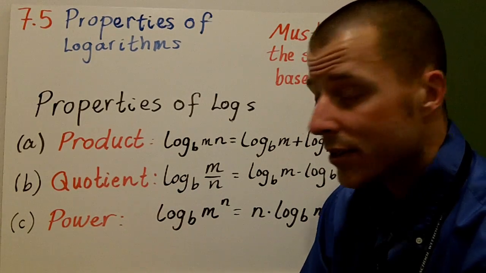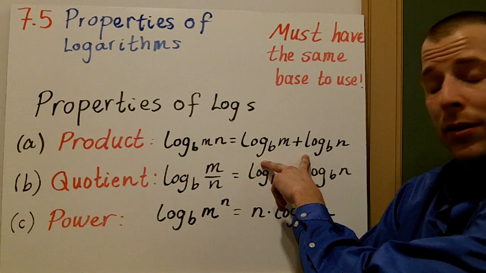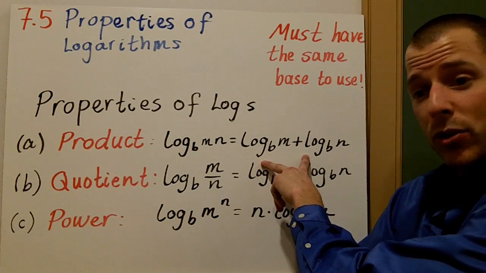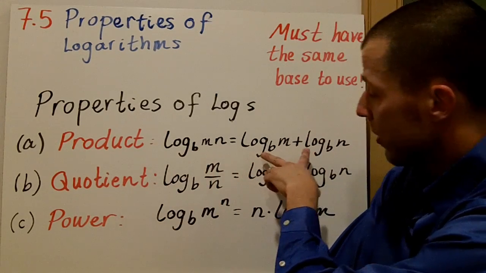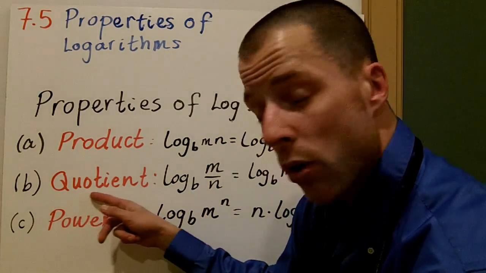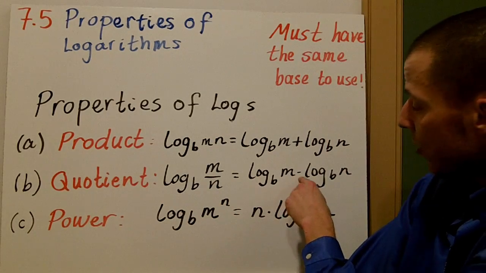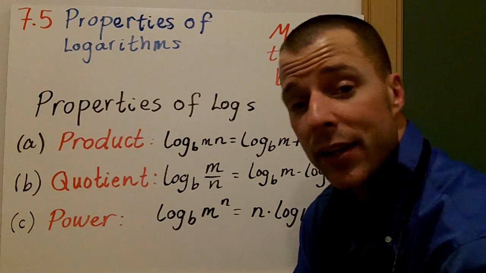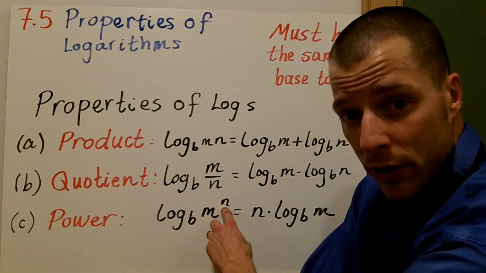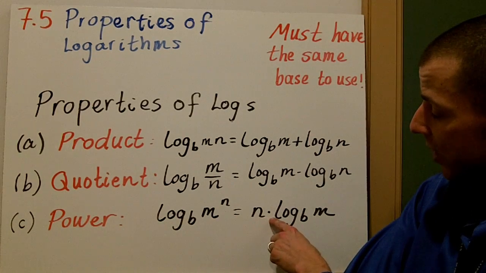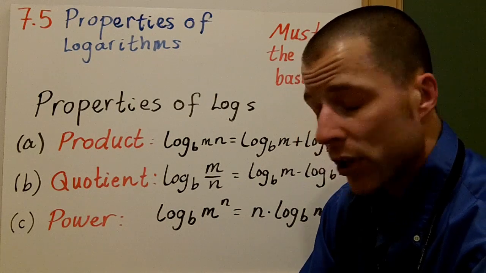So what the product rule tells us is that if we're multiplying two numbers in the same log, we can simply split this up using addition. Very similar to multiplying two numbers with the same base, you add their exponents. The quotient rule tells us that if you're dividing two numbers in the same logarithm, you can separate them with a subtraction sign. And the final property is when you're taking a number raised to a power, you can move that number outside the front of the logarithm and multiply it to simplify. So those are three rules that we're going to talk about today.